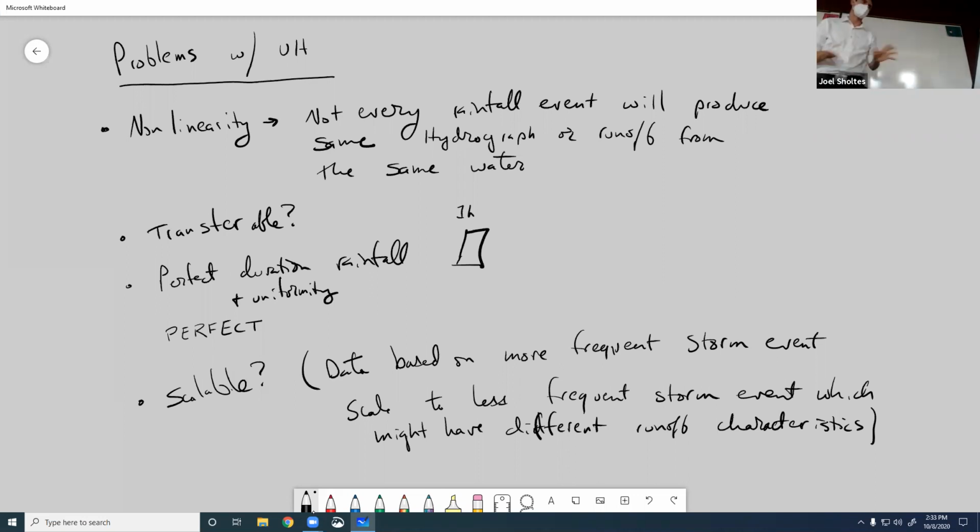So that's another nonlinearity effect, right? That gets back to up here, where smaller storms might have less effective runoff, and then larger storms might have more effective runoff as a percentage of the rainfall.